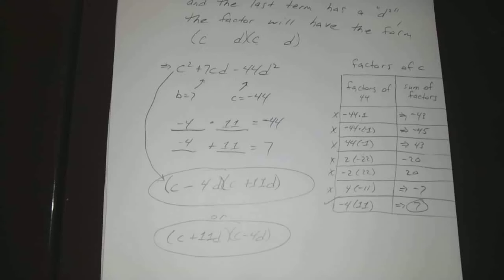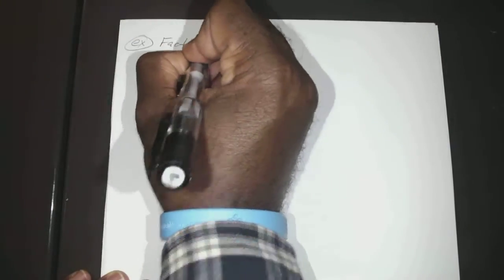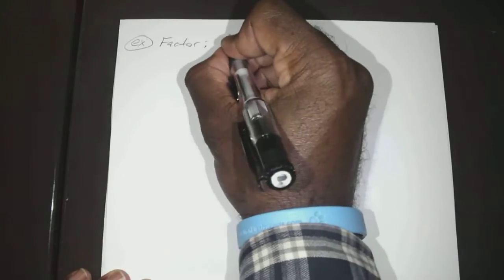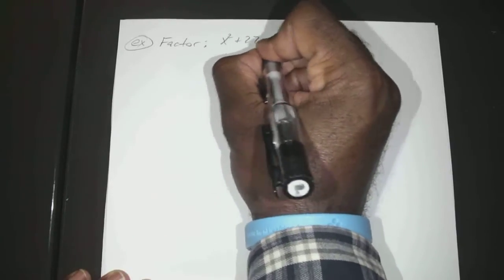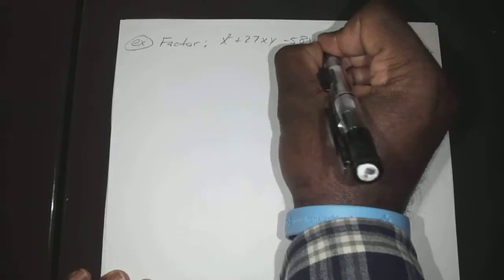Okay, so let's say we want to factor x squared plus 27xy minus 58y squared.